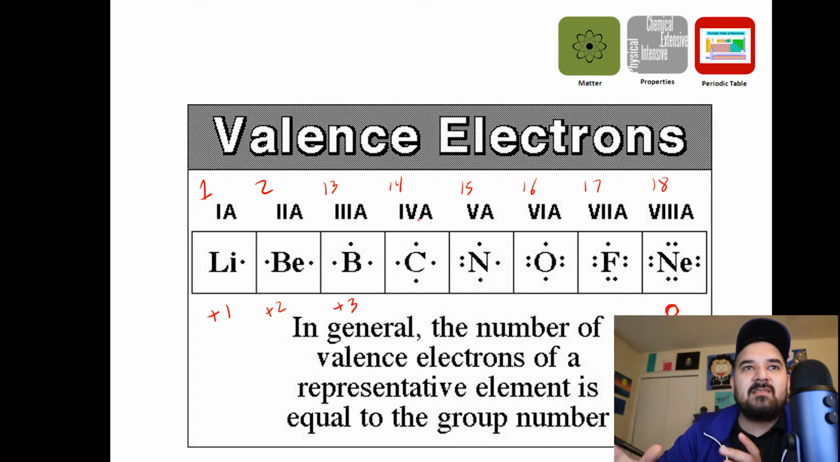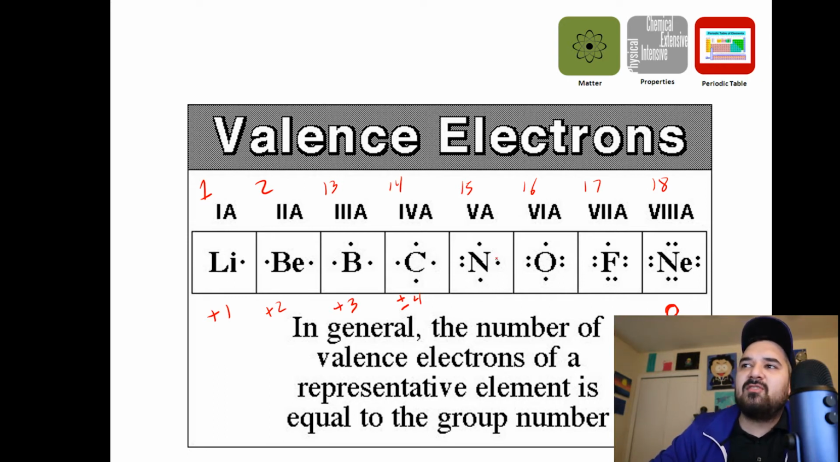But here's where it gets a little different. Carbon has 4 valence electrons. It can either gain 4 or it can lose 4. And in the case of carbon, we're going to call that plus or minus 4. Anything in that group has plus or minus 4.